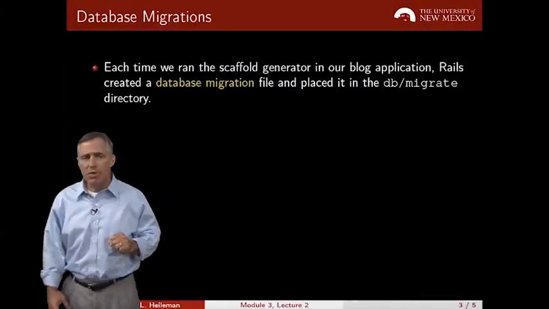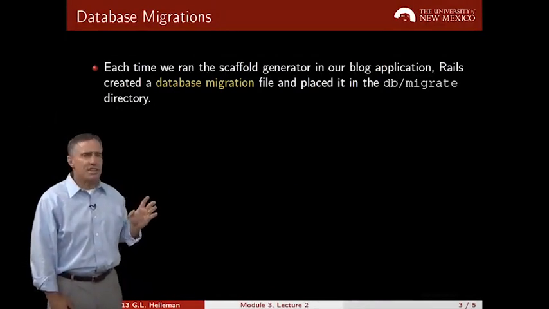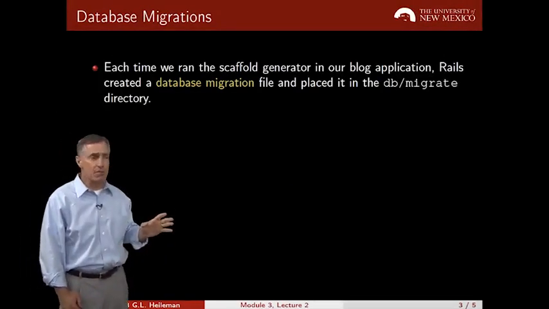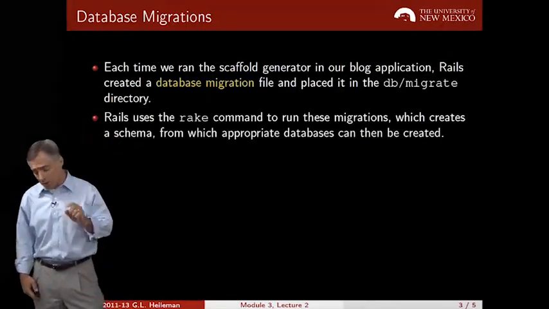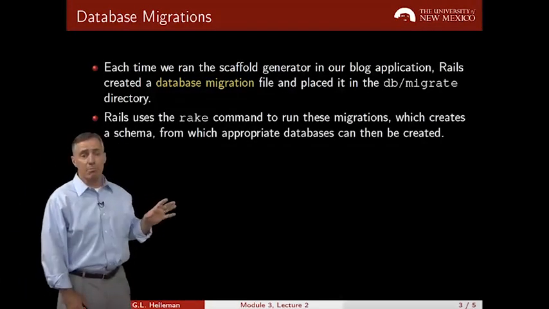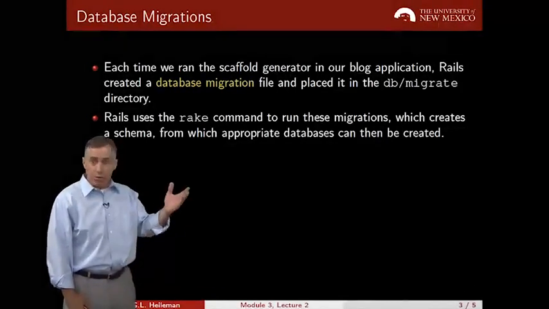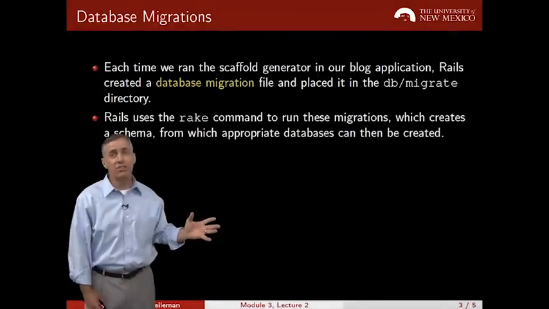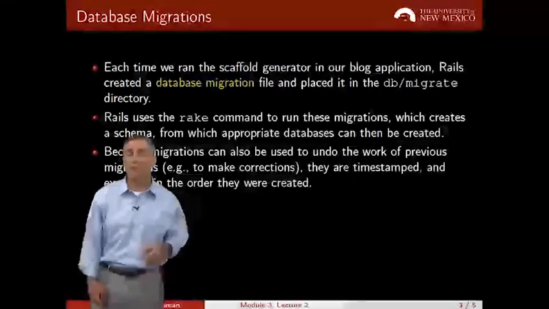Now, remember that when we ran the scaffold generator, or if you generate models as well, it creates a database migration. And these migration files are in your Rails application, so take a look at them. They're in the directory db/migrate. And when you ran the rake command, rake db:migrate, it ran those migrations and it created a schema for you. And from that schema, your development database was created.